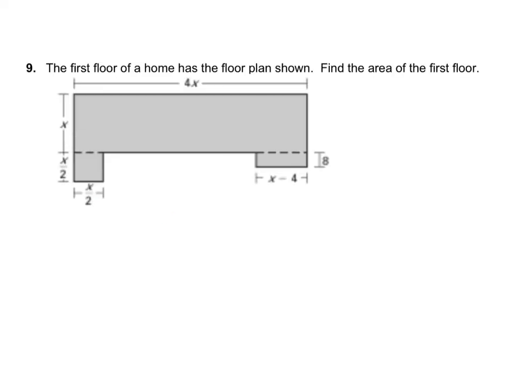All right, now our last example, it says the floor of a home has a floor plan shown. Find the area of the floor. So let's take a look, and we're going to multiply together the sides, and then we have to combine any like terms. So to find the area of this area right here, we would take 4x times x, which is going to give us 4x squared.